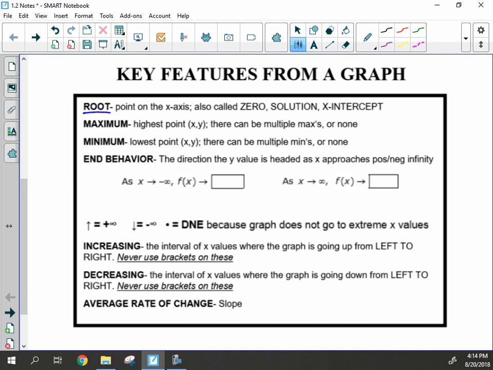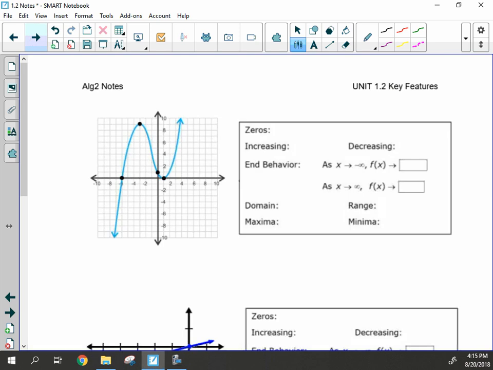The root is the point on the x-axis. So it's basically like the x-intercept. You have to know different names for it because they use these names interchangeably. They might say in one problem find the roots. They might say find the zero, find the solution, or just flat out find the x-intercepts. But the root is the point on the x-axis. So if we go through all of our graphs, we can label all the roots, zeros, x-intercepts, and solutions.